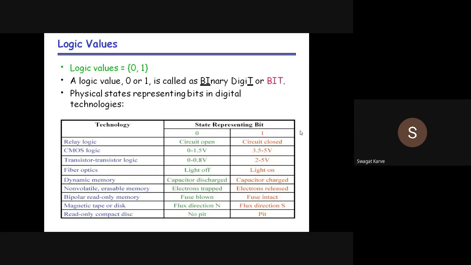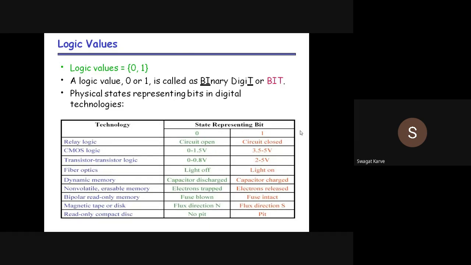But in case of different technologies that we are using in digital design, what does logic zero actually mean, that is, how much level in case of analog, and what is logic 1 associated with in case of an analog circuit.